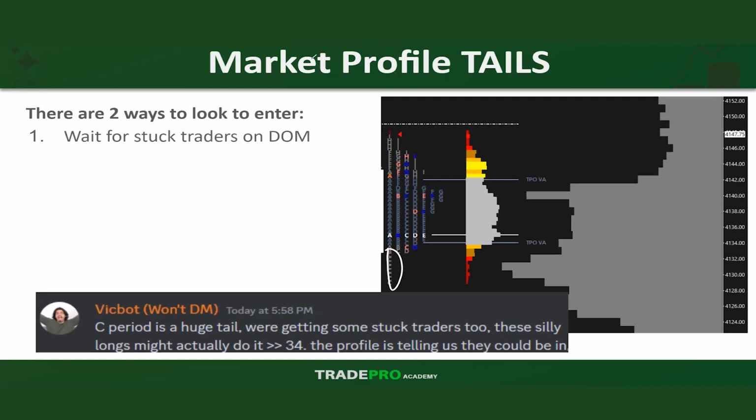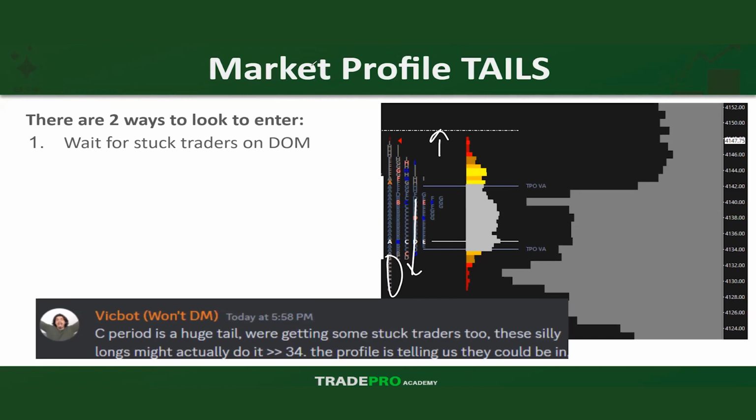So I talked about this before, where you can get an extended period of tail. They can go on for quite some time, like boom, boom, boom, boom, for a very, very long period of time. Now, you can find that reversion if you can find where the stuck traders are. And this is the harder of the two alternatives, where you have to be fairly versed in the depth of market, the DOM, which we have a bunch of videos on our YouTube channel that you can go check out, as well as at TRADEPROacademy.com.